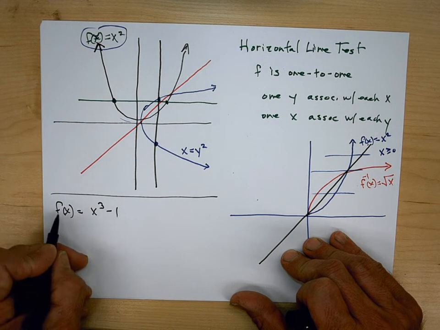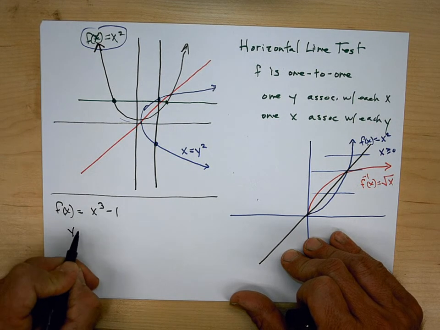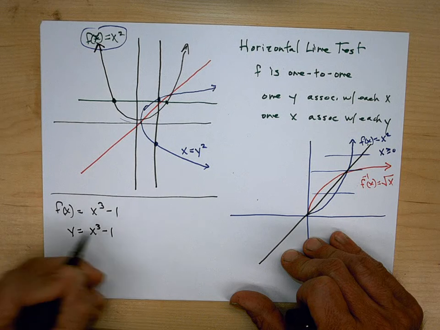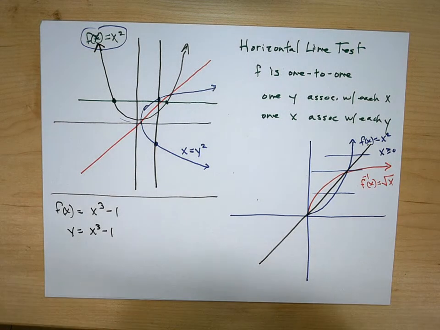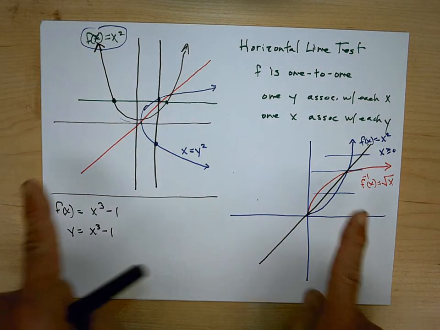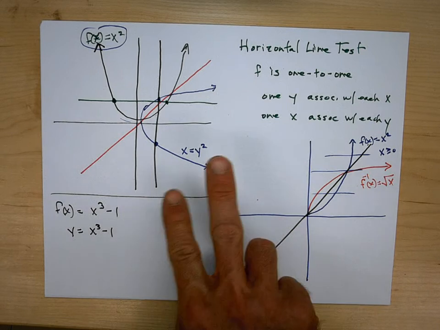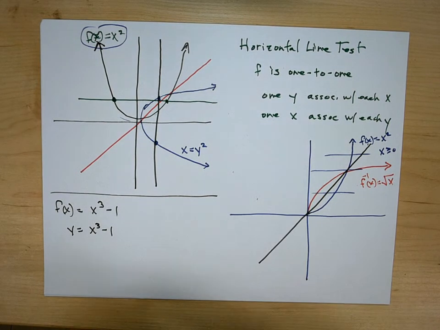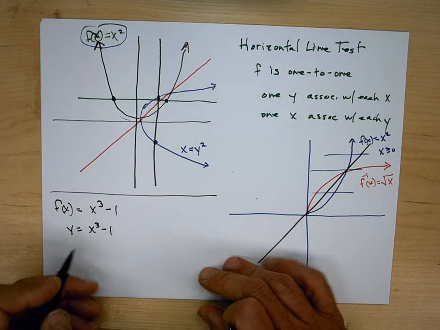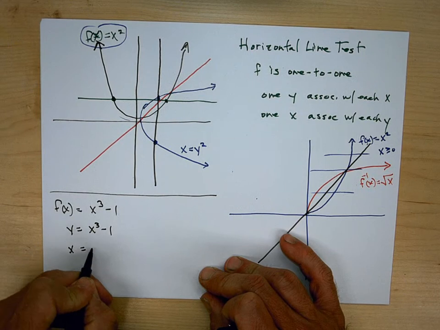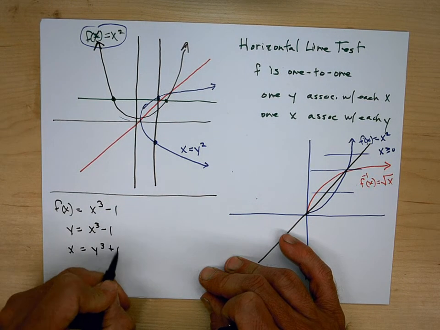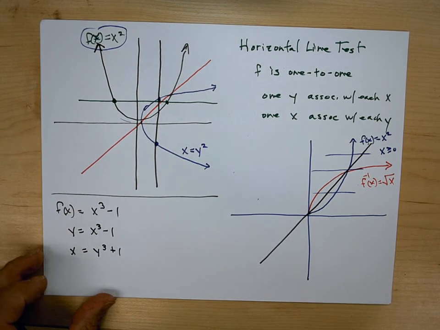So f of x is the same thing as y, right? So we have y equals x cubed minus 1. But the big idea here with inverses is that we're switching the domain and the range. We're just switching the x and y. So we're going to do that here. I'll switch the x and the y, and then I'm going to solve for y.